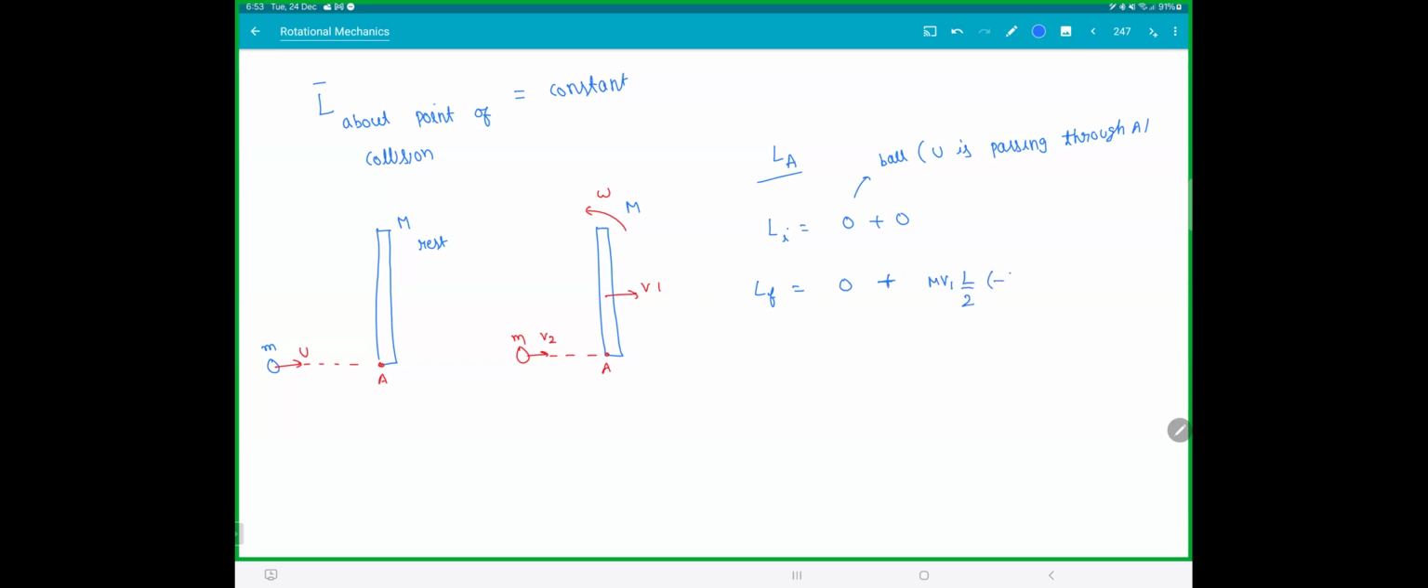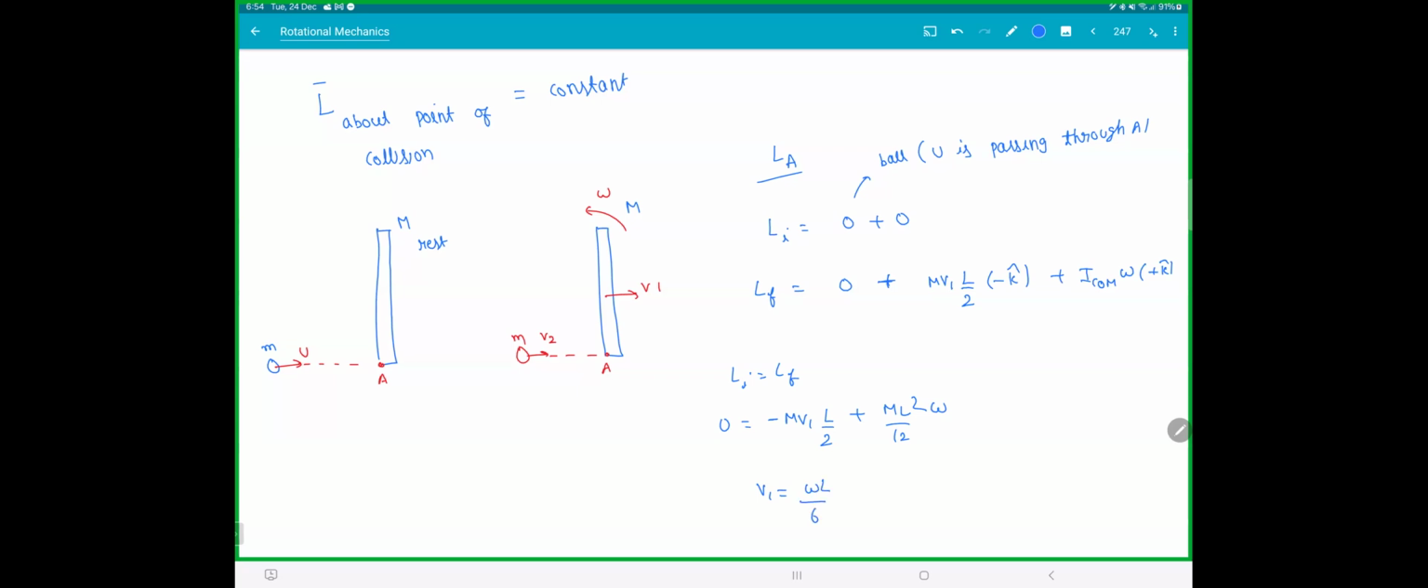M V1 L by 2. Directions will change, minus k cap plus I_COM omega plus k cap. So this also has to be 0. Everything is 0, so then this term also has to be 0. So L initial is equal to L final. So this is 0. We get M V1 L by 2 minus sign plus M L square by 12 omega. We will get V1 is equal to omega L by 6.